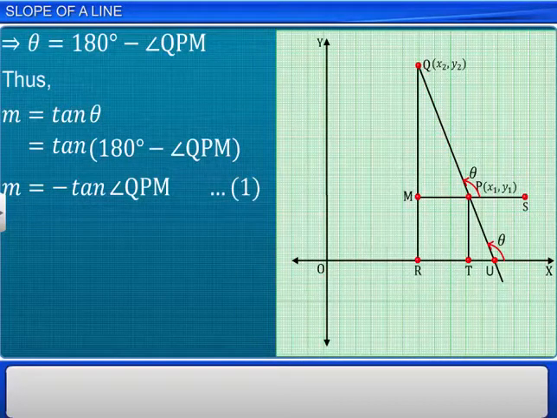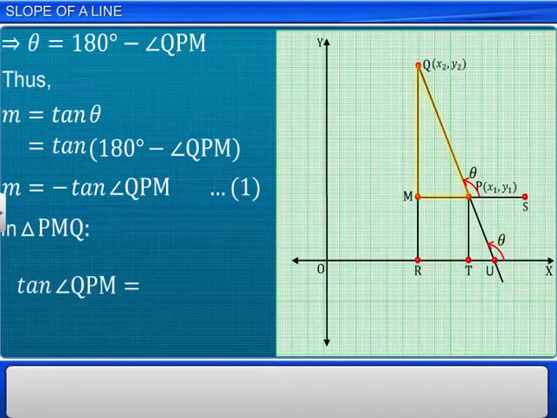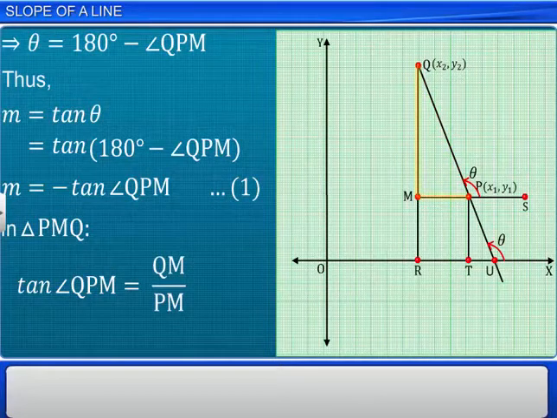In right-angled triangle PMQ, tan of angle QPM is equal to QM upon PM or QM upon RT, since PM is equal to RT.